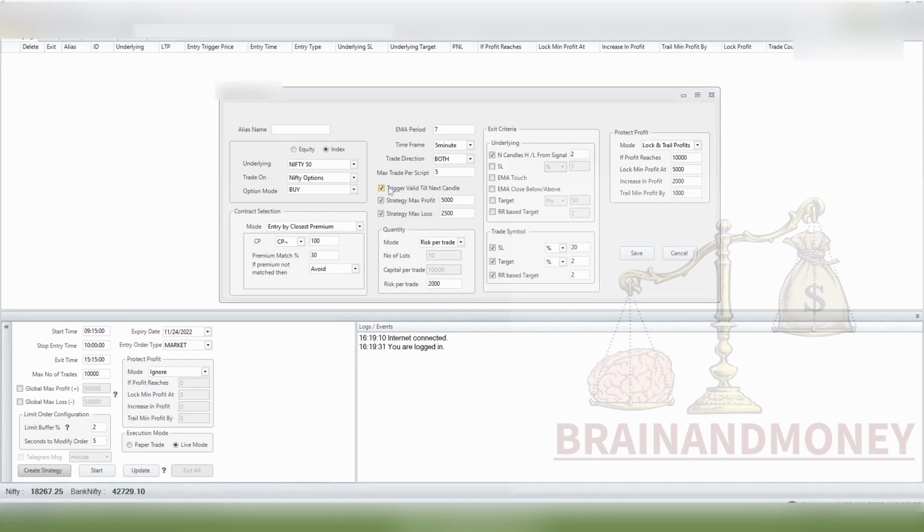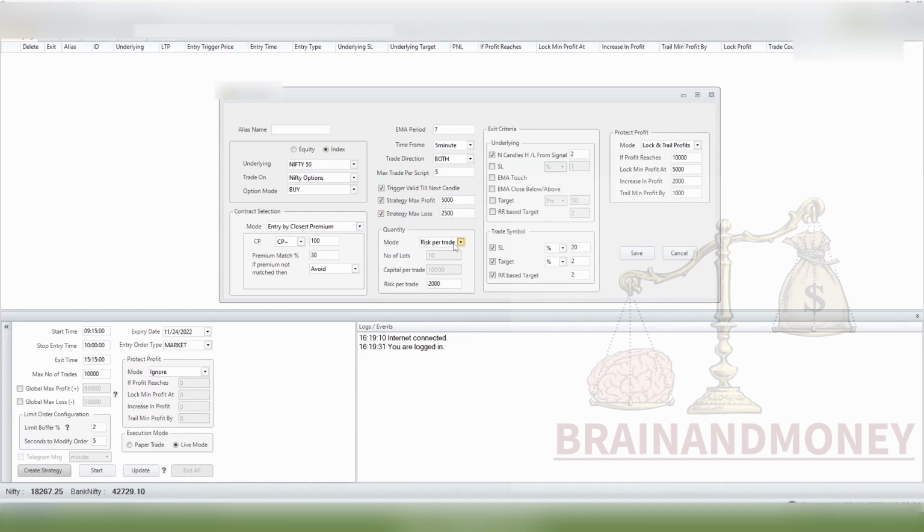This is the trigger valid till next candle checkbox. So if it is checked, then the signal candle will be valid till the next candle, and if it is unchecked, then it will be valid until any number of candles. So if you want the entry to be taken within the next candle only, then you can keep it checked, otherwise you can uncheck it. You can also set the max profit and max loss. So let's say for Nifty, if anytime your max profit goes above 5,000 or your MTM goes below 2,500, then it will exit the position, right?